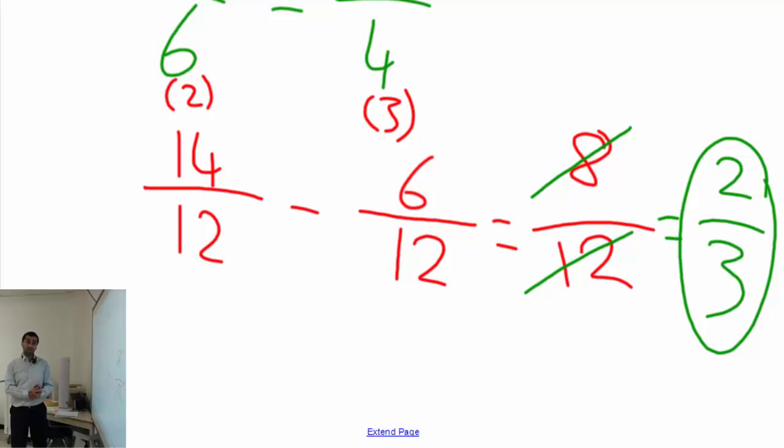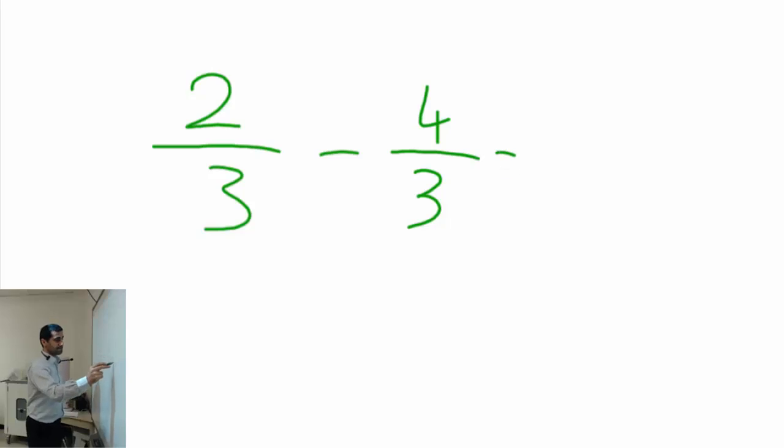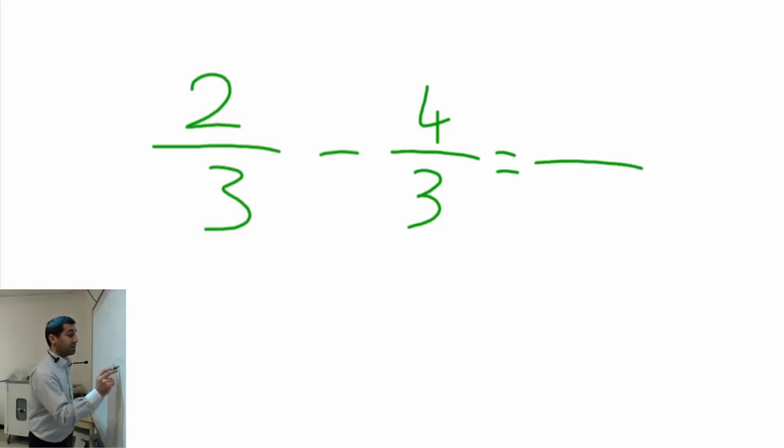So I'm almost done with the examples. But I just like to give you another example in which you can see subtraction might give you a negative number. So 2 divided by 3 and then minus 4 divided by 3. Remember that they both have the same denominator, right? It's easy. Let's write down 3.